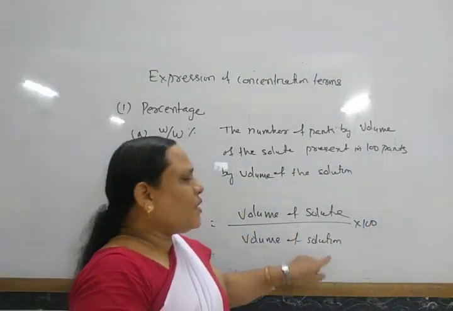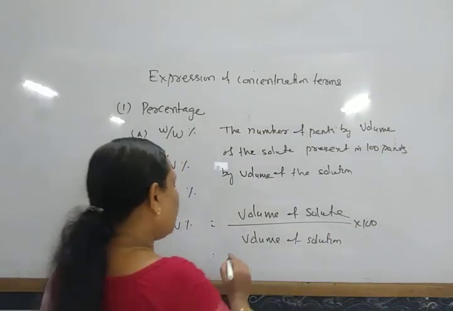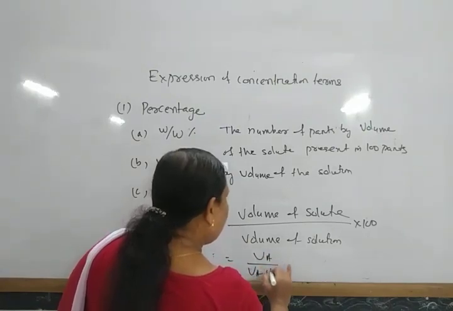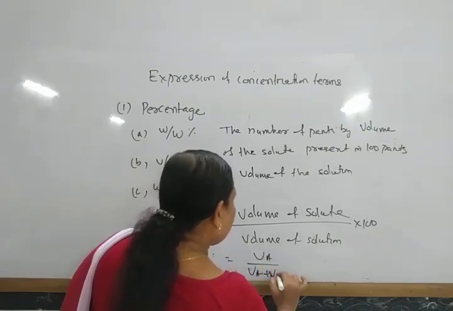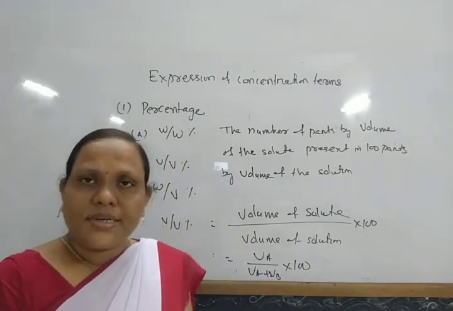That means volume of solution means volume of solute plus volume of solvent, or we can say VA by VA plus VB into 100. That is volume by volume percentage.